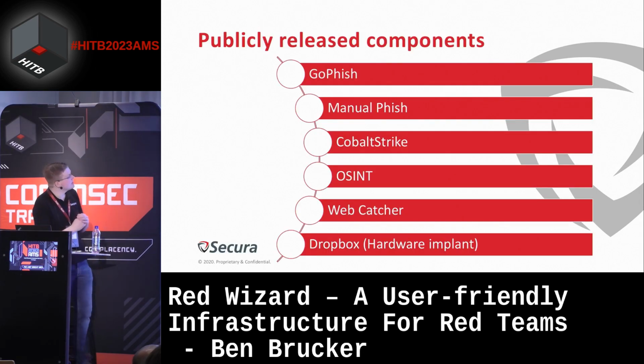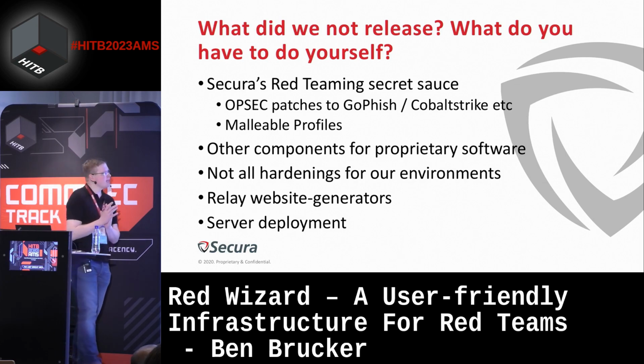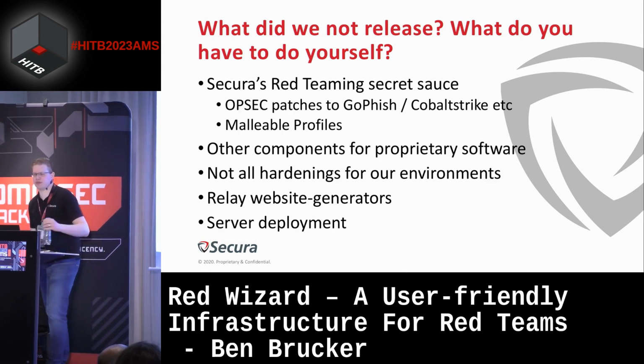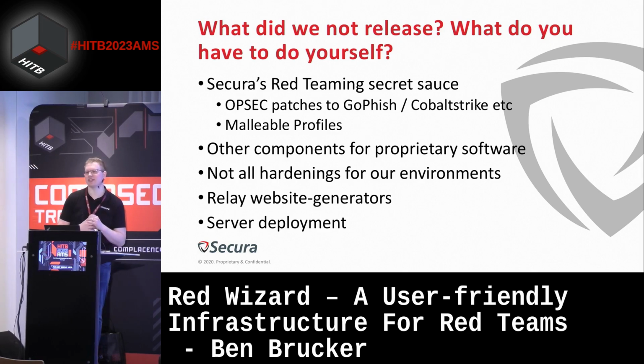And these are the components that we currently release. So GoFish, Manual Fish, Cobalt Strike, OSINT, Web Catchers, and Dropbox. So all the basic components that you probably need for your red teaming operations. What did we not release, and that's what you might have to do yourself? So first off, all the specific red teaming secret sauce. So the malleable profiles that we use, OPSEC patches for GoFish, etc.